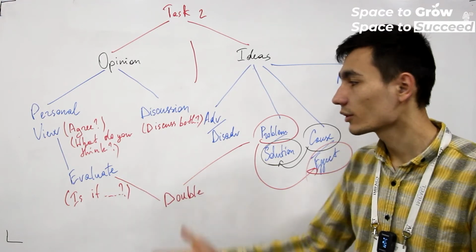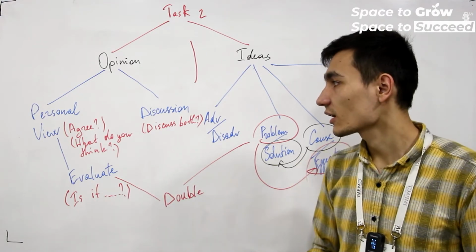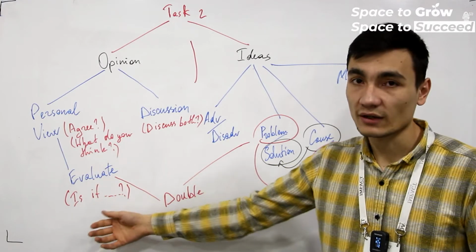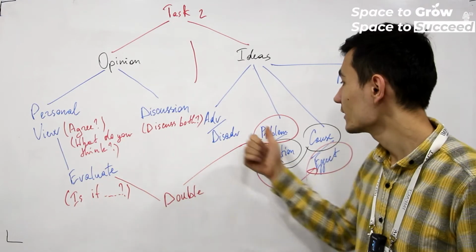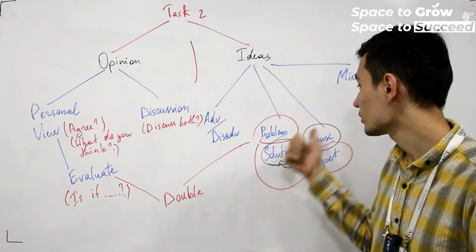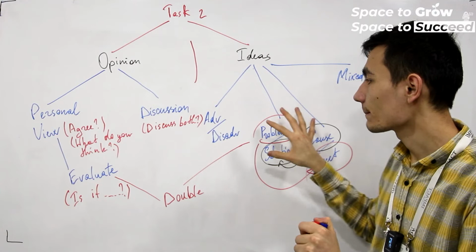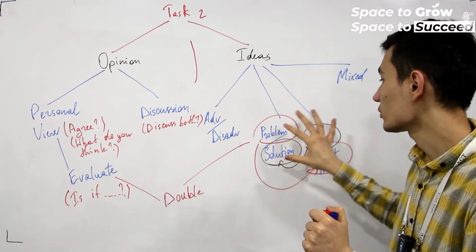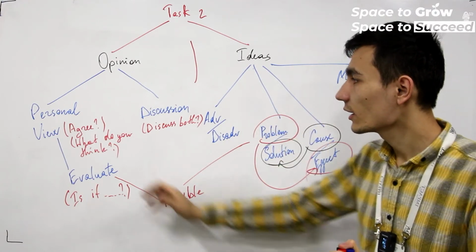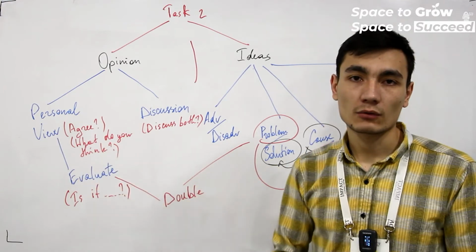And here we have double question. What happens in double question? They just ask for your opinion, mostly evaluation. Do you think it's good or bad? And then they may ask what are the problems, what are the causes, and what are the effects. So here mostly they just ask questions from problem, solution, cause, and effect. One question from there and one question from the evaluation type.